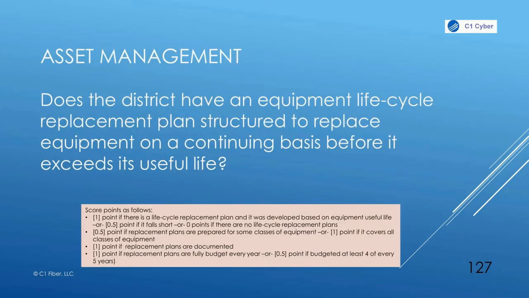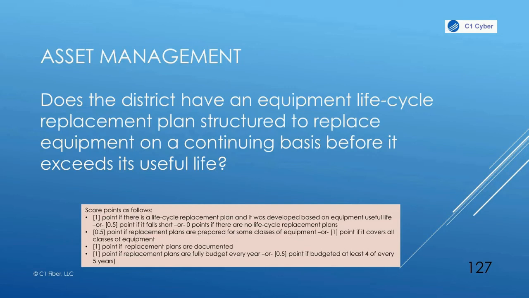Does the district have an equipment lifecycle replacement plan structured to replace equipment on a continuing basis before it exceeds its useful life? This should include end-user equipment, network equipment, servers, uninterruptible power supplies, projectors, wireless access points, etc. Score 1 point if your organization has a lifecycle replacement plan that was developed based on equipment useful life, or 1/2 point if it falls short, or 0 points if your organization does not have a lifecycle replacement plan.